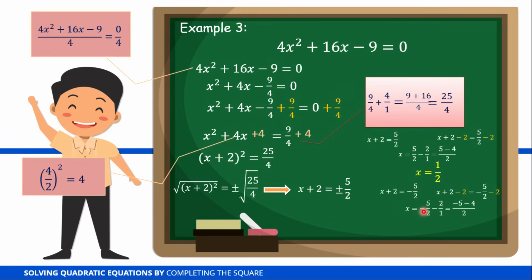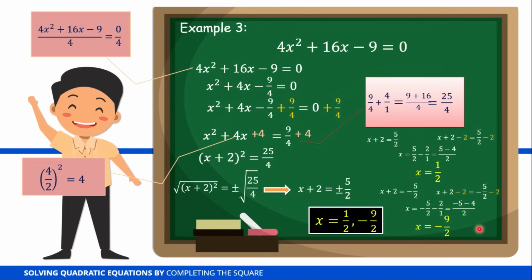The negative here, let's put it in our numerator. So, we have negative 5 times 1, the answer is negative 5. Copy our operation, subtraction. Then, 2 times 2, the answer is 4. Simplify our numerator, negative 5 minus 4. The answer is negative 9 over 2. Let's just copy our denominator. So, these are the roots or solutions we got: 1/2 and negative 9 over 2.